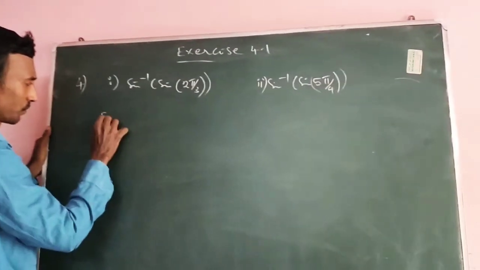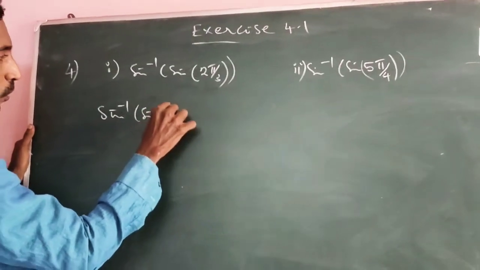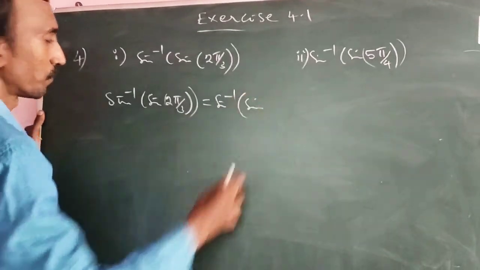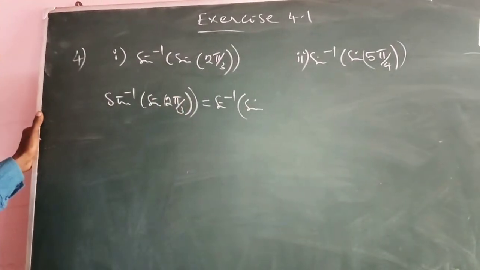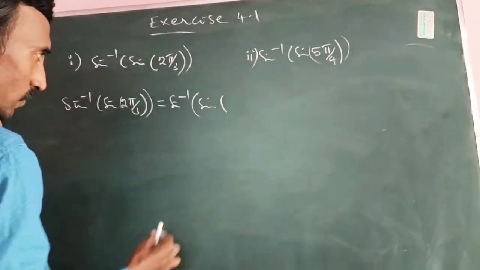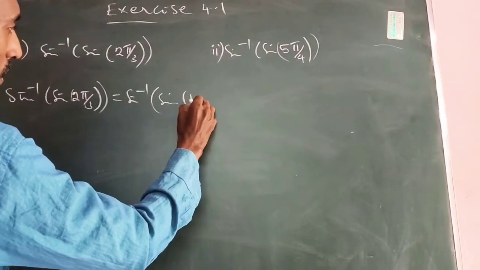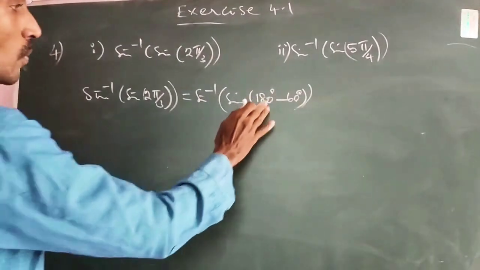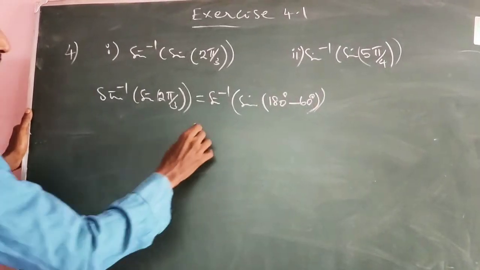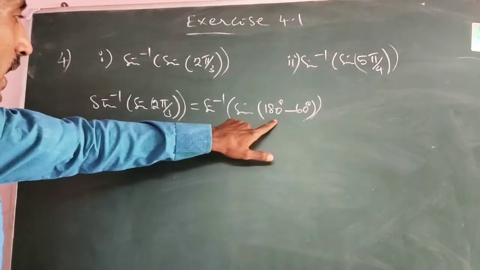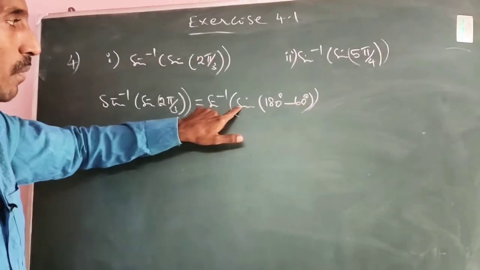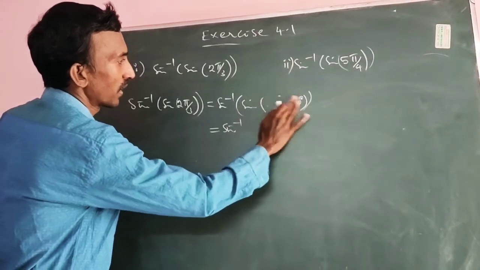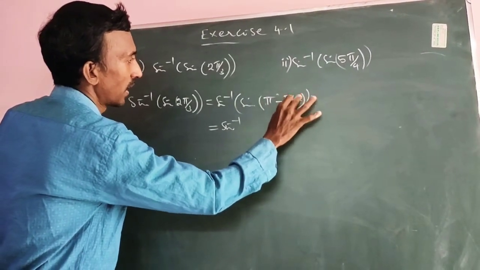So the given one, sine inverse of sin 2 pi by 3, can be written as sine inverse of sin 120 degrees. 120 can be written as 180 minus 60. In the second quadrant sine is positive, so no problem. Sine remains sine, so we are getting sine inverse of sin of pi minus pi by 3 in radian measure.